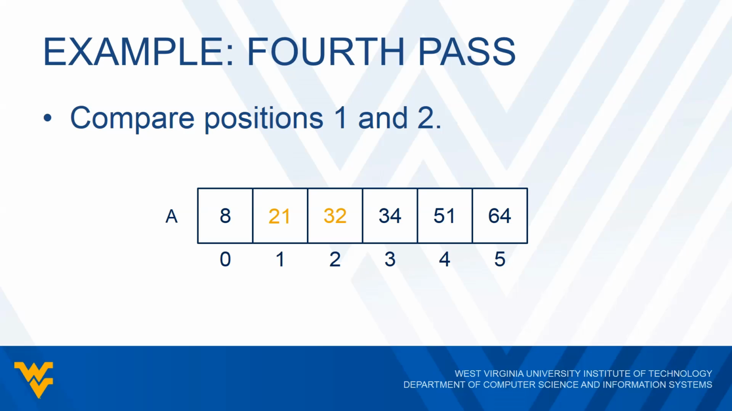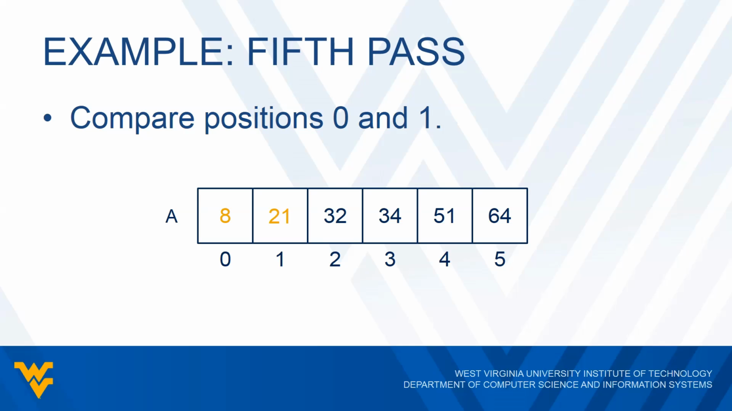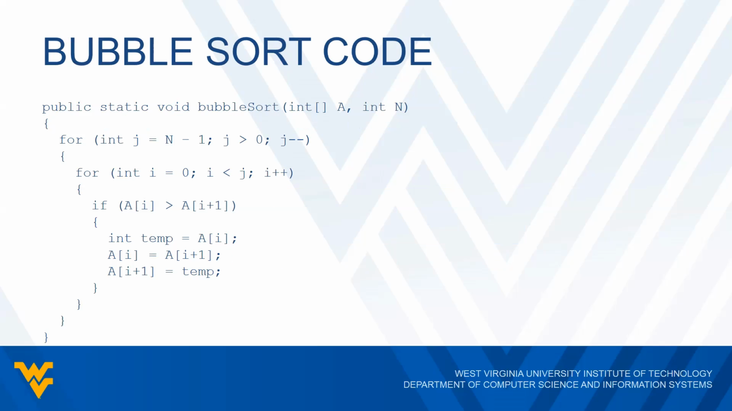We'll then compare positions 1 and 2. 21 is less than 32, so we're going to put 21 in A1 and 32 in A2. And then we don't need to do any more comparisons because 32 now has the fourth largest item, which is stored in A2. We'll then do the final pass, which is really we just compare positions 0 and 1. 8 is less than 21, so we don't do any swapping, and that completes our algorithm.